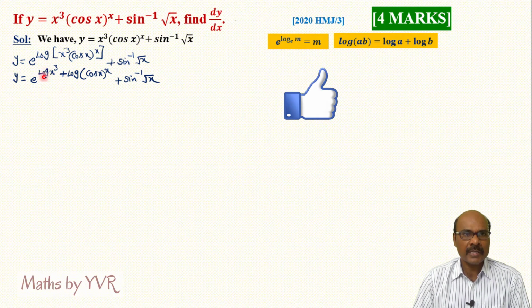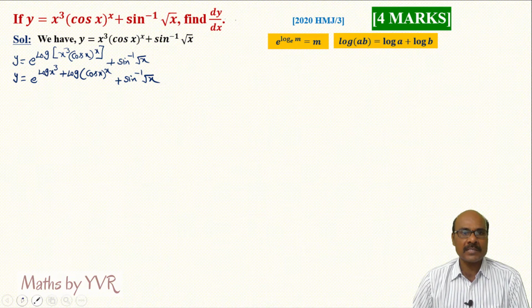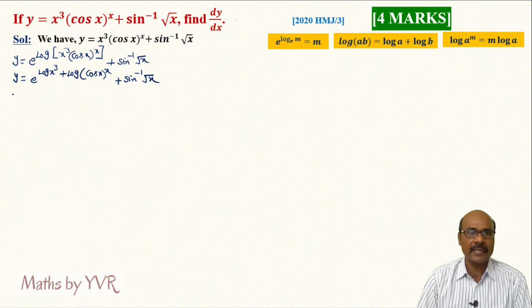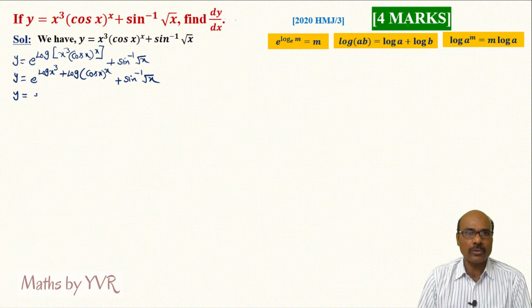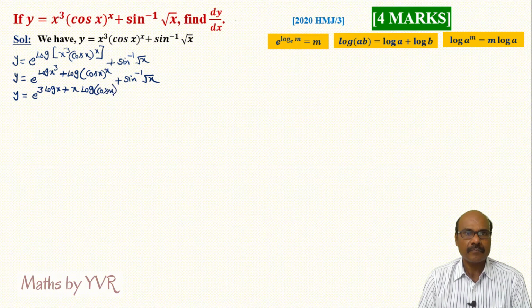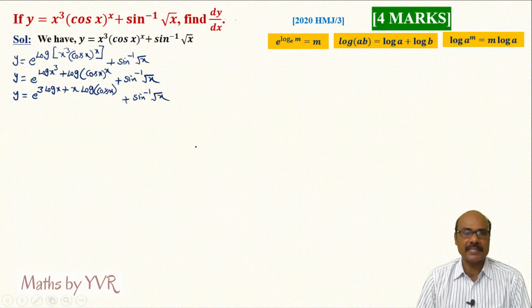Okay. Now if you observe here, the first term is in the form of log a power m and the second term is also in the form of log a power m. So we know the formula for log a power m. Log a power m is equal to m log a. Now by applying that property, what will we get here? Look at this. y is equal to e power, log x cube can be written as 3 log x, plus log of cos x whole power x can be written as x log of cos x, plus the second function sin inverse root x as it is.